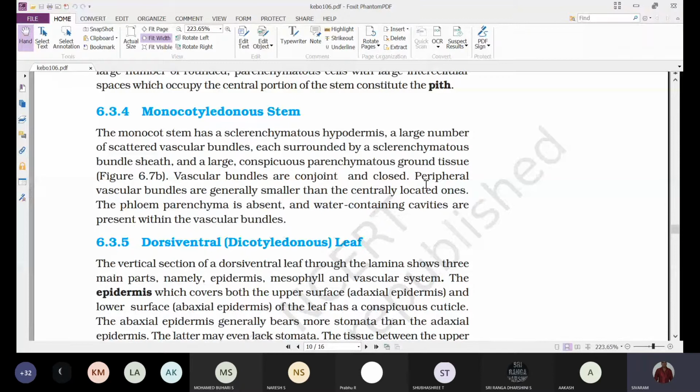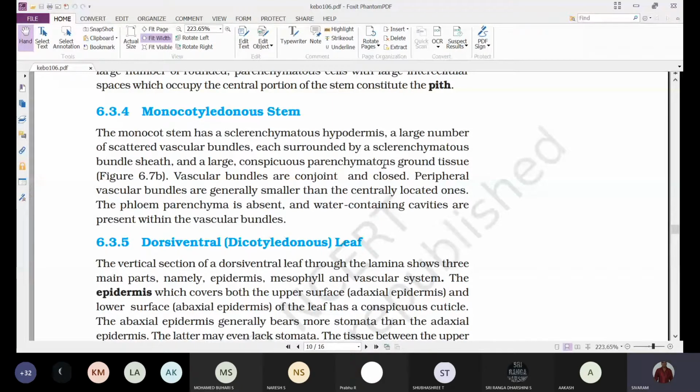We will find the epidermis, which is as usual single layered. It has multicellular outgrowths called trichomes. And the outer surface of the epidermis is covered by the cuticle, the waxy layer. Inner to the epidermis, we will find the hypodermis.